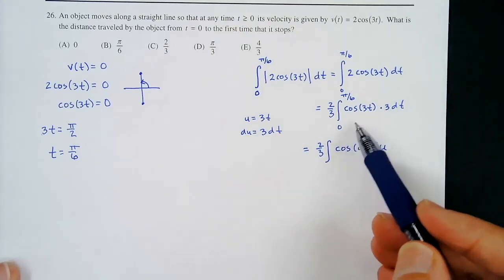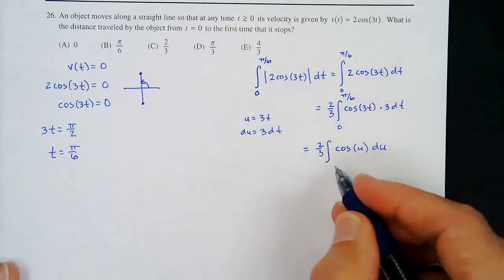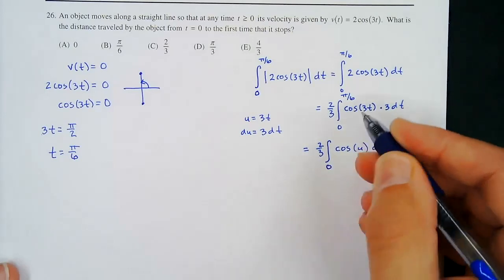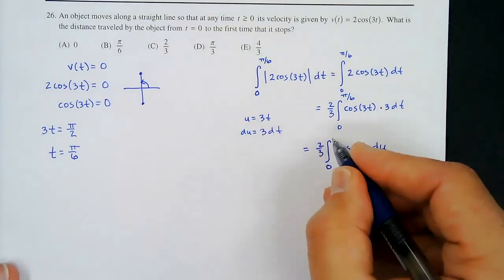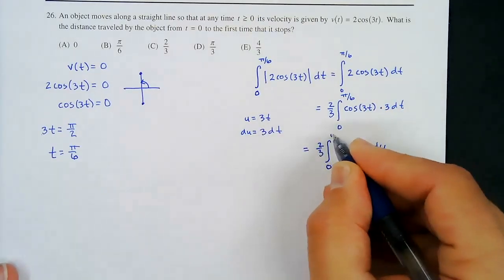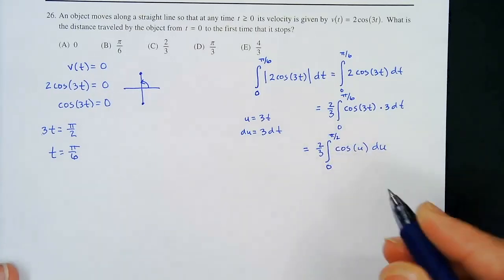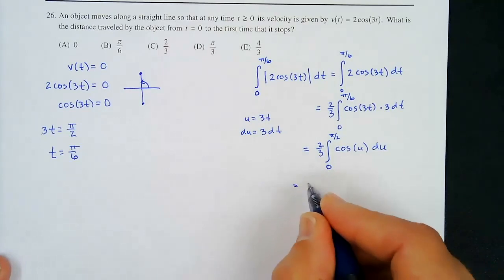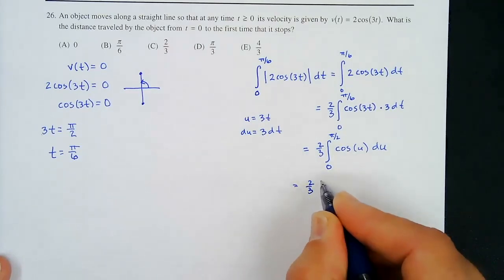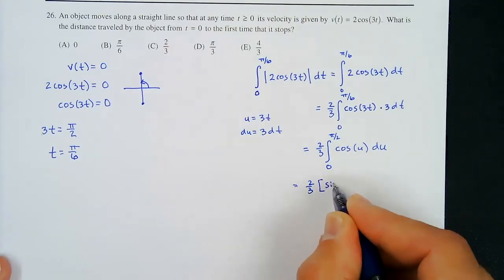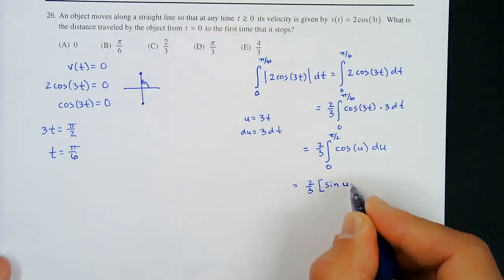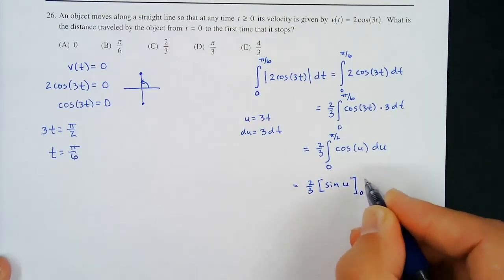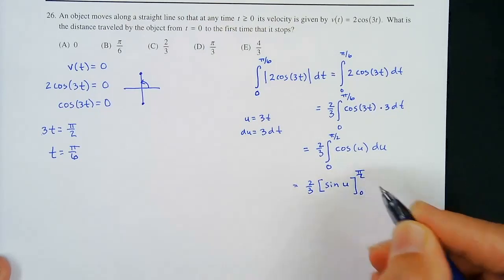And then I've got to change these two u values. So this is going to be 0, and pi over 6 times 3 is pi over 2. And so the integral of cosine is sine. So this becomes 2/3 sine of u evaluated from 0 to pi over 2.